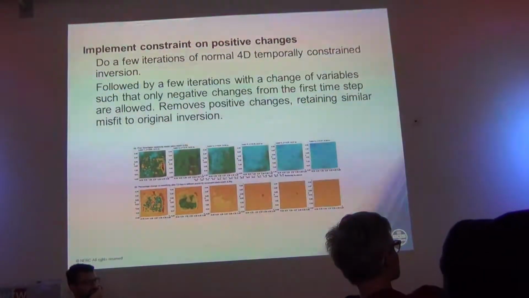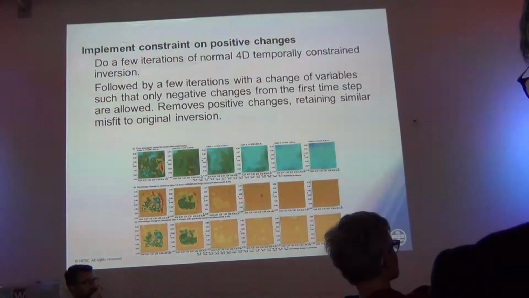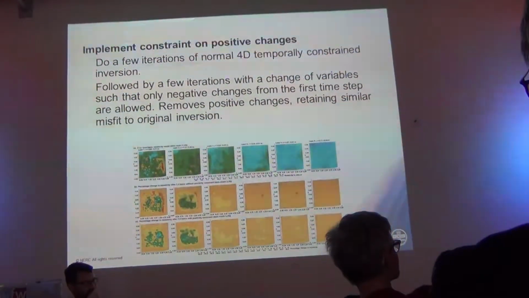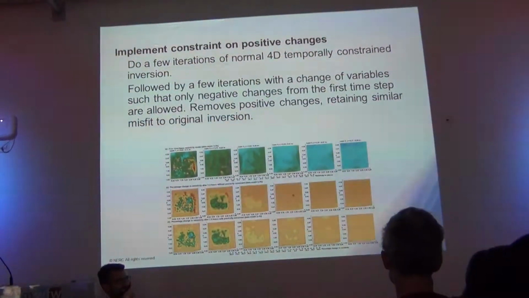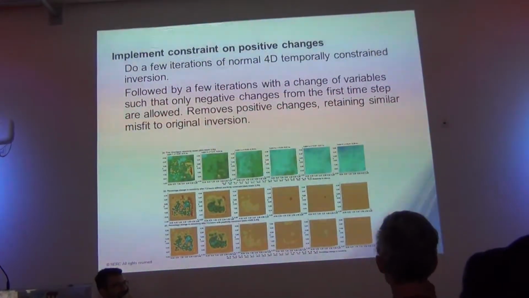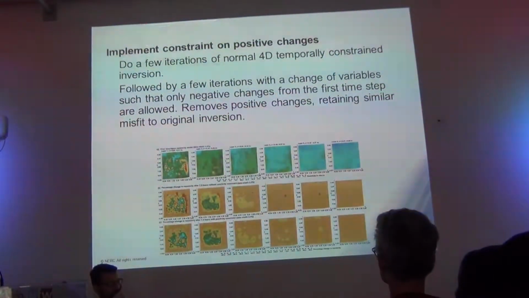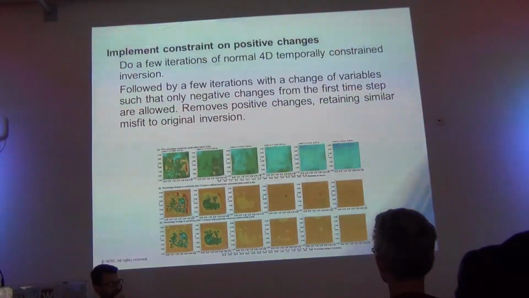And so essentially that strategy removes the positive changes, and therefore you retain a similar misfit to the original inversion. The last row here is essentially the result of that. And you can see the 4D model is much improved over the second row there, and you end up with conductive changes only.